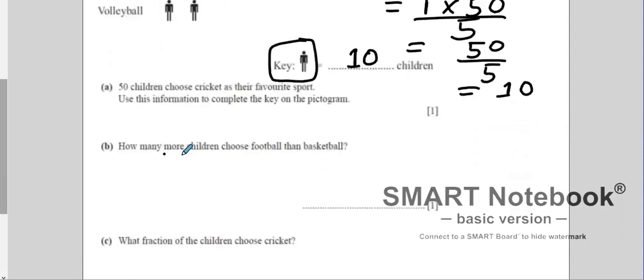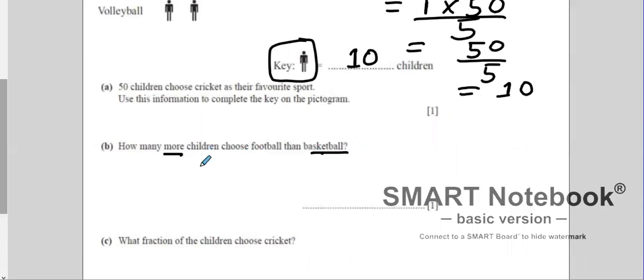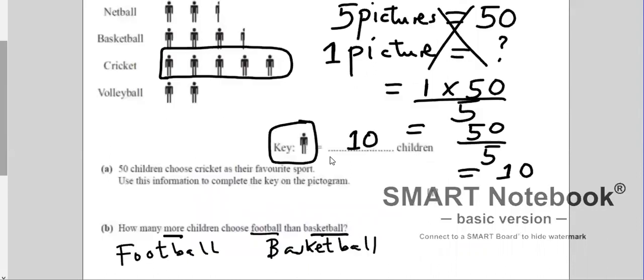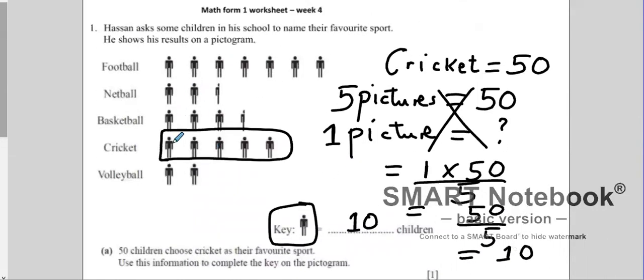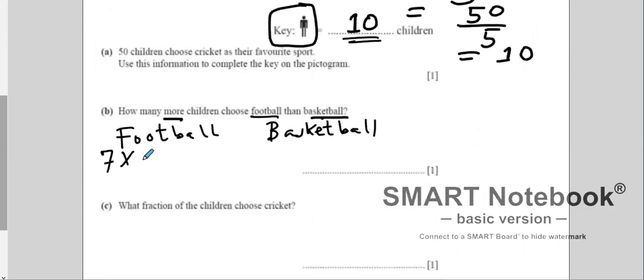Part B: how many more children choose football than basketball? Here we have to compare the number of children choosing football versus the number of children who choose basketball. Since we already know that each picture equals 10 children, for football we have 1, 2, 3, 4, 5, 6, 7 pictures. So for football, we have 7 times 10, and this gives you 70 children.